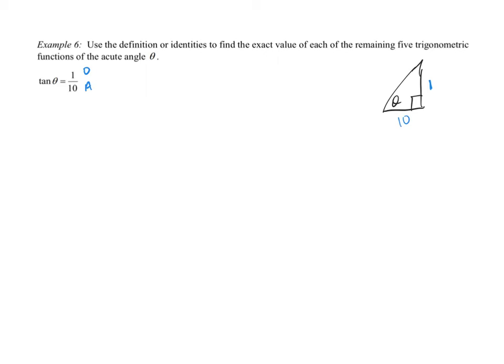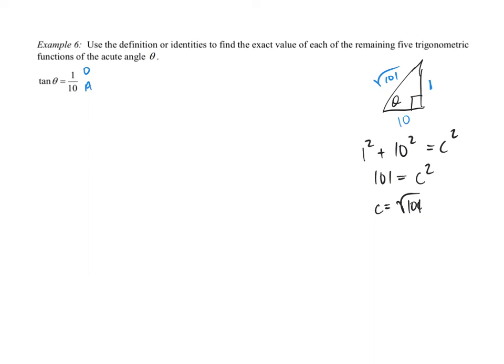So again, using Pythagorean Theorem, we're going to have leg squared plus leg squared is equal to the hypotenuse squared, which I'll just call C for a second. If I go ahead and calculate this, that's going to be 101 is equal to C squared, and so C is going to equal the square root of 101. So I can go ahead and put that on my triangle here, the square root of 101.